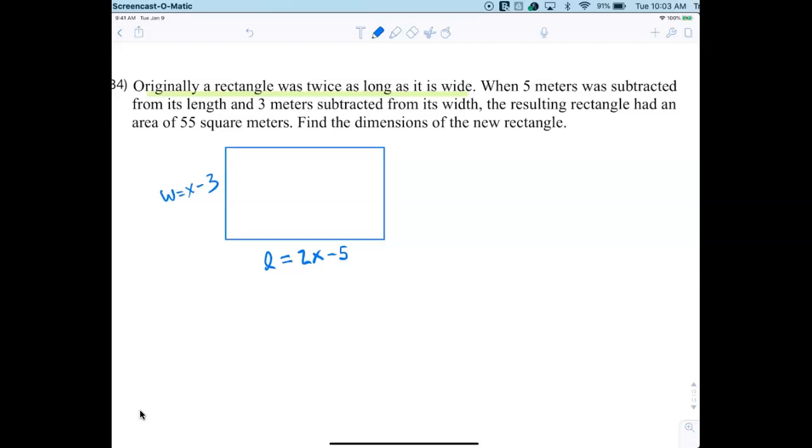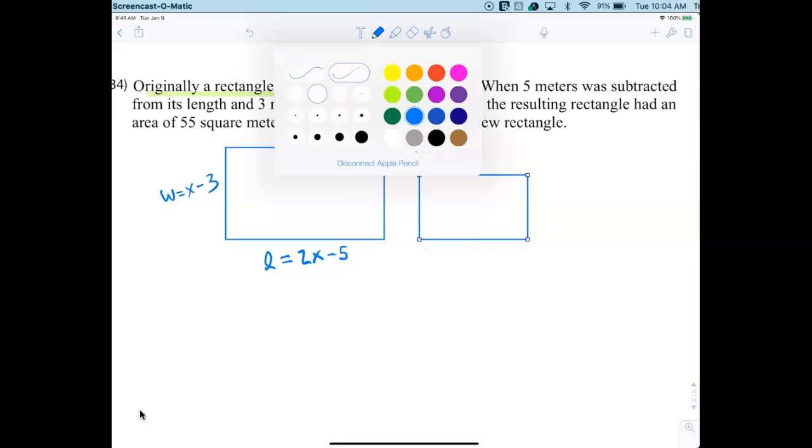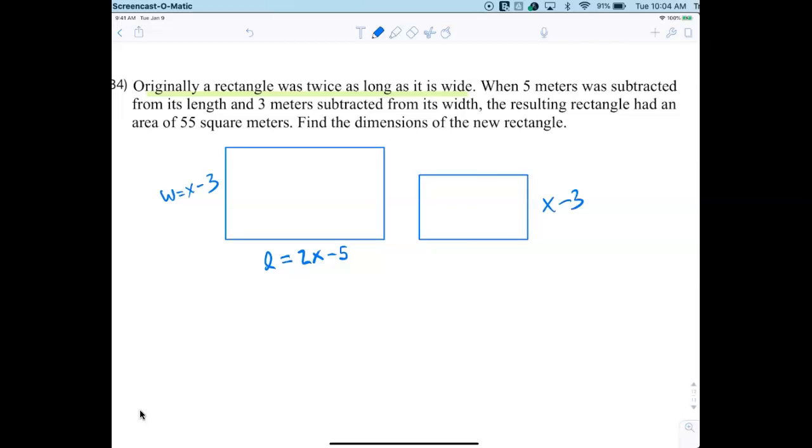Come on now. What are the dimensions of the new rectangle? All right, let me draw it just to make sure. This is what I want you guys to be able to do. That's the new rectangle. Does everybody agree? So what is the width going to be, guys? Thank you. It's x minus 3. And what's the length? 2x minus 5. Come on, that's not that hard.